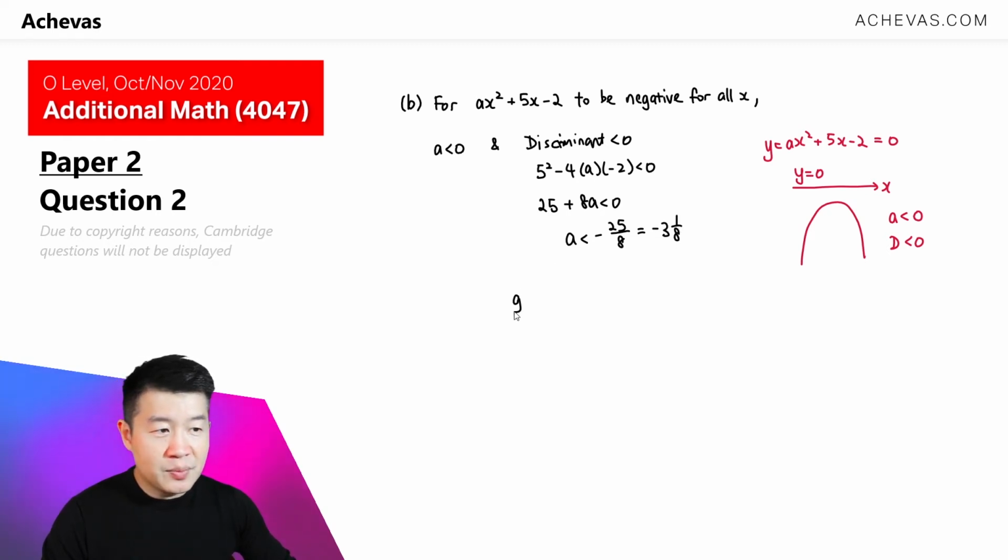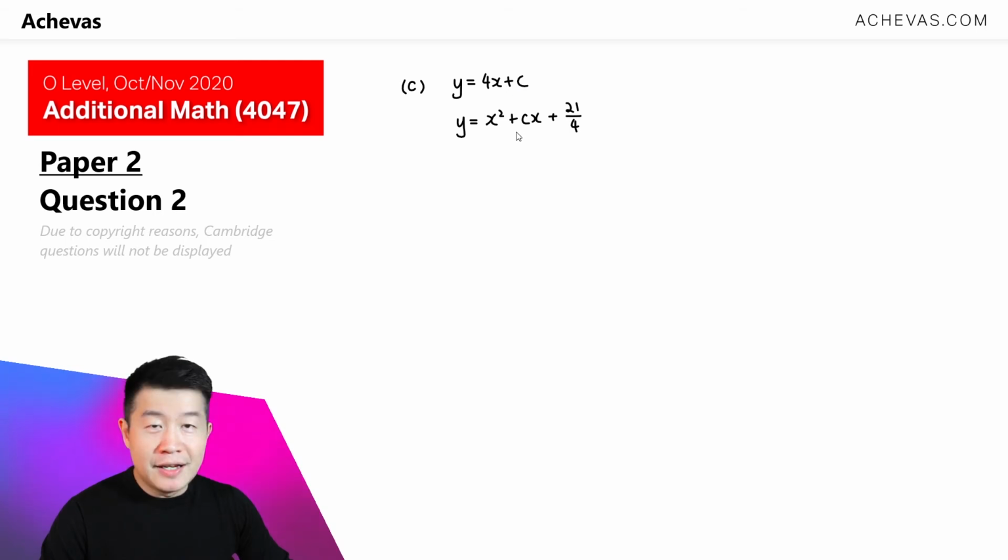So what is the greatest possible integer value of a? The greatest possible integer value of a is going to be equal to minus 4. We're given that this line and this curve, they are tangent to each other. So what I'm going to do is I'm going to solve this as a pair of simultaneous equations. So I'm going to let equation number 1 be equal to equation number 2.